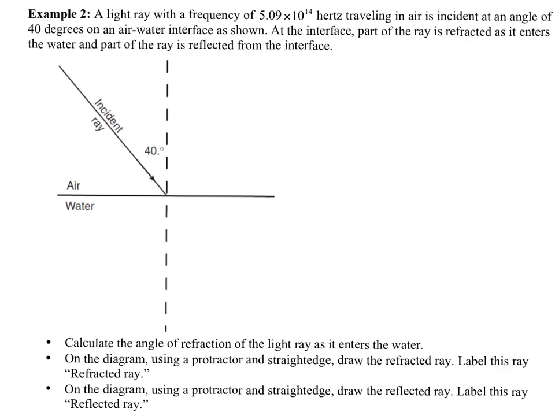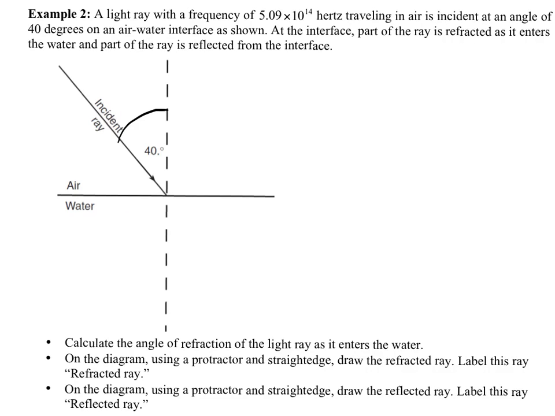Okay, so let's move to our second example. A light ray with frequency 5.09 times 10 to the 14th hertz. They're really trying to see if you know what's important and what's not. Traveling in air is incident at an angle of 40 degrees. So they've got that drawn here for us.